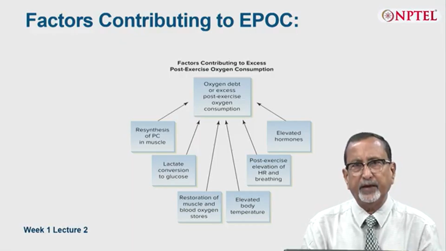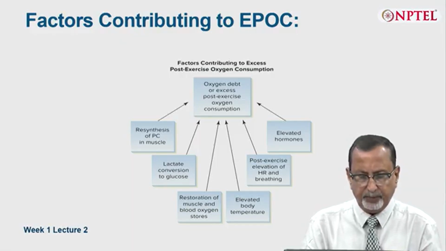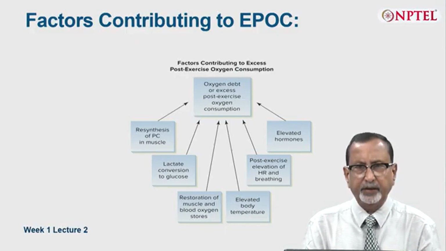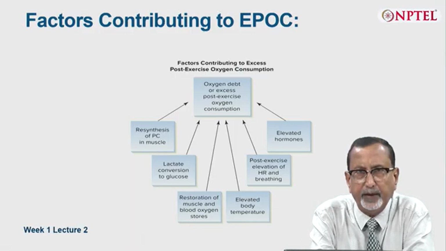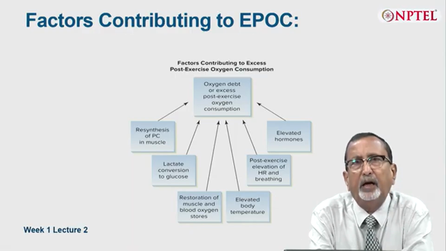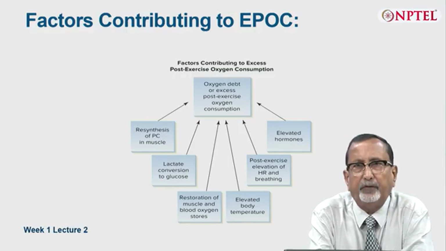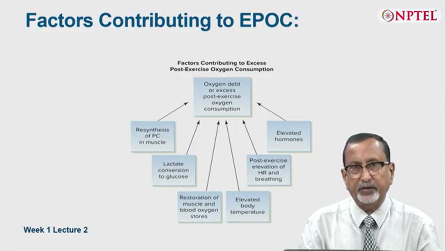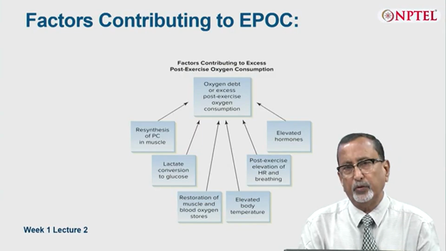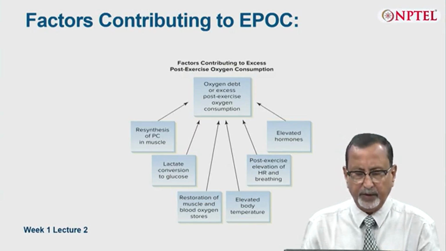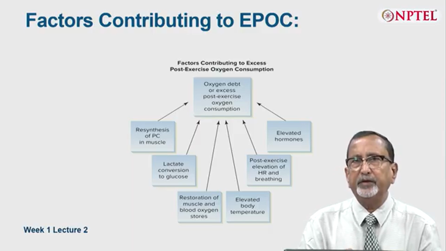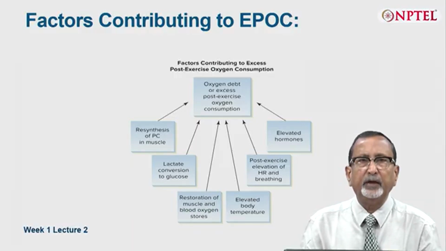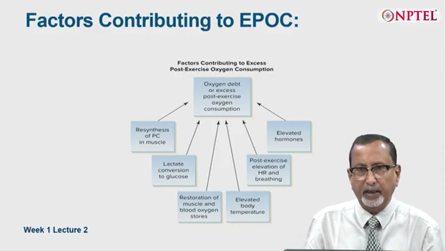and the elevated body temperature. Body temperature becomes elevated. There is also post-exercise elevation of heart rate and breathing, and hormones like epinephrine and norepinephrine. Both hormones are responsible for the metabolic release of fatty acid oxidation and glucose breakdown. So these hormones also become elevated, and because of this elevation there is delayed kinetics of EPOC in the later phase.